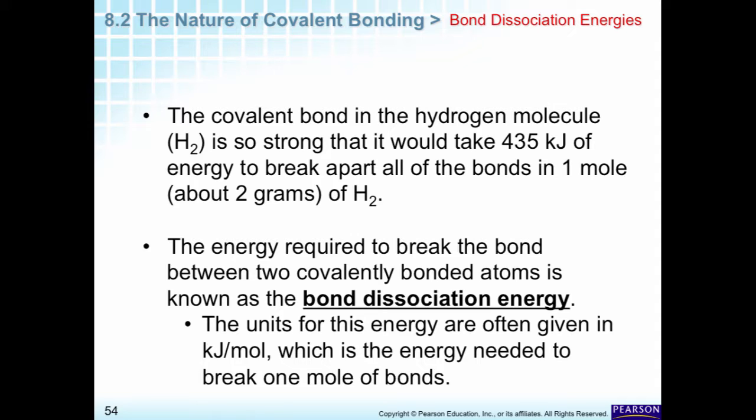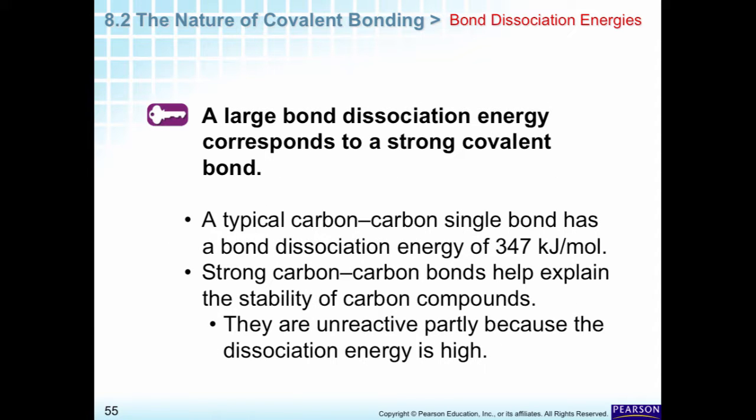Okay, so bond dissociation energy is usually in kilojoules per mole, and it's the amount of energy to break 1 mole of bonds of a compound. So the amount of energy released when forming the bond would be the same amount, but a negative number. A large bond dissociation energy means it's a very strong covalent bond because you're going to require a lot of energy to break them apart. A single bond for carbon is 347 kilojoules per mole, so that's why carbon compounds tend to be so stable. Again, you can describe this because the dissociation energy is so high.